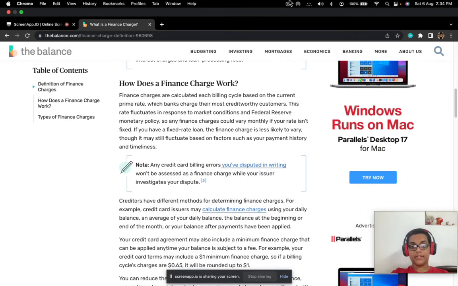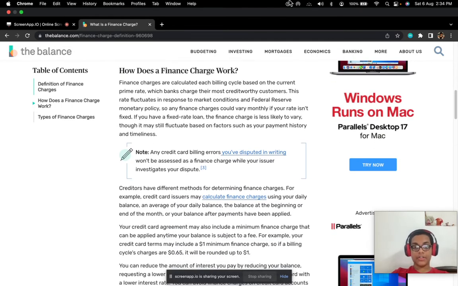How does a finance charge work? Finance charges are calculated each billing cycle based on the current prime rate, which banks charge their most creditworthy customers. This rate fluctuates in response to market conditions and Federal Reserve monetary policy. So any finance charges could vary monthly if your rate isn't fixed. If you have a fixed rate loan, the finance charge is less likely to vary, though it may still fluctuate based on factors such as your payment history and timeliness.